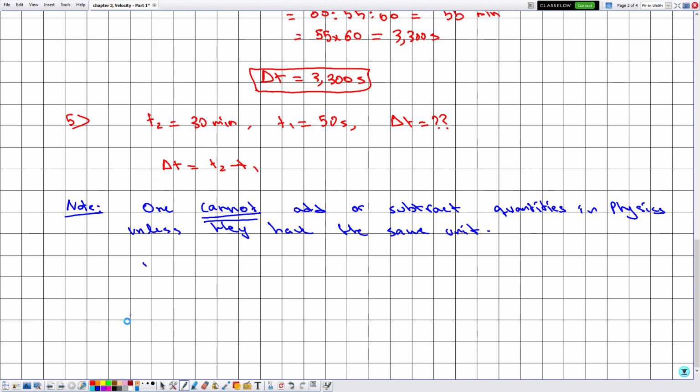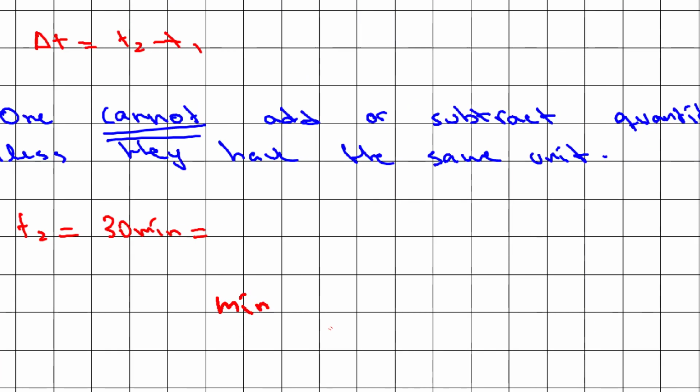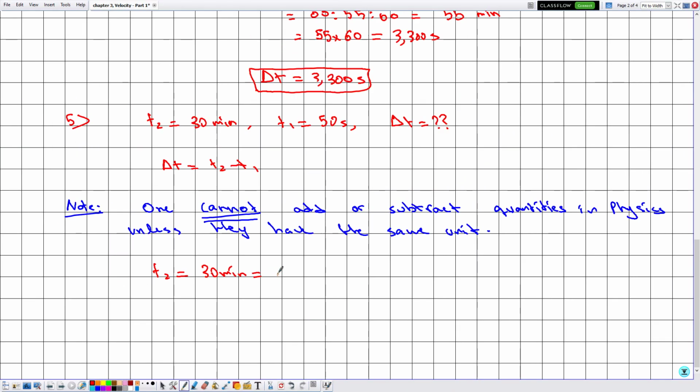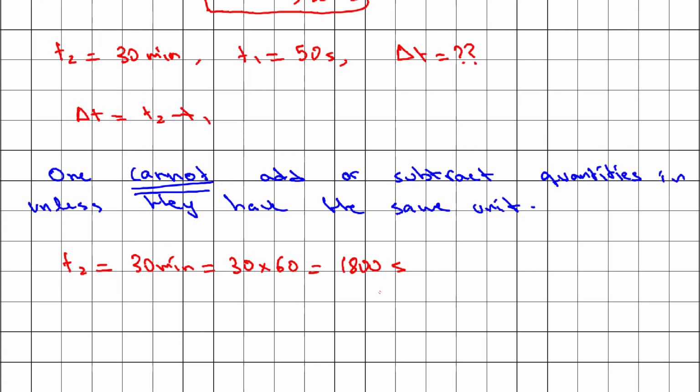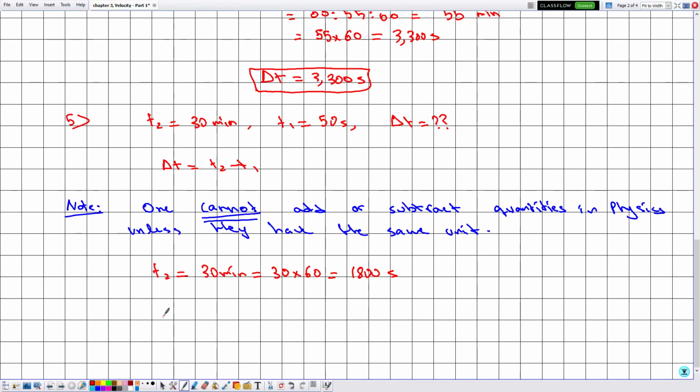Then T2, which is equal to 30 minutes, knowing that in order to convert minutes into seconds, we simply multiply by 60. So this is equal to 30 multiplied by 60, and this is given by 1800 seconds after plugging it on the calculator. Now we are ready to calculate the duration delta t.